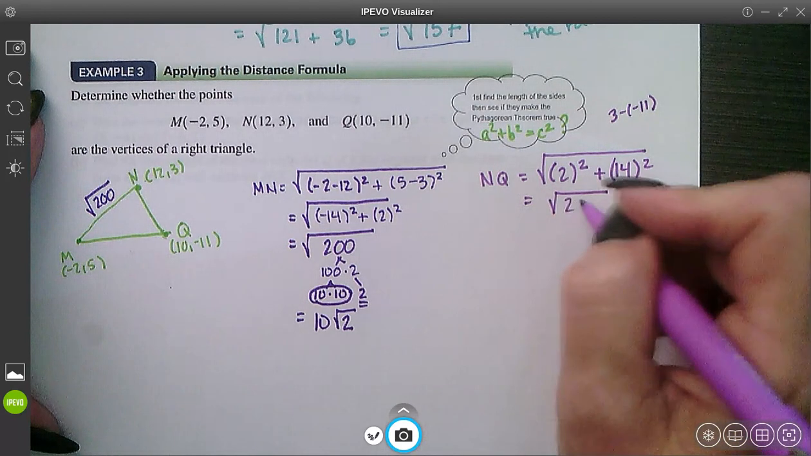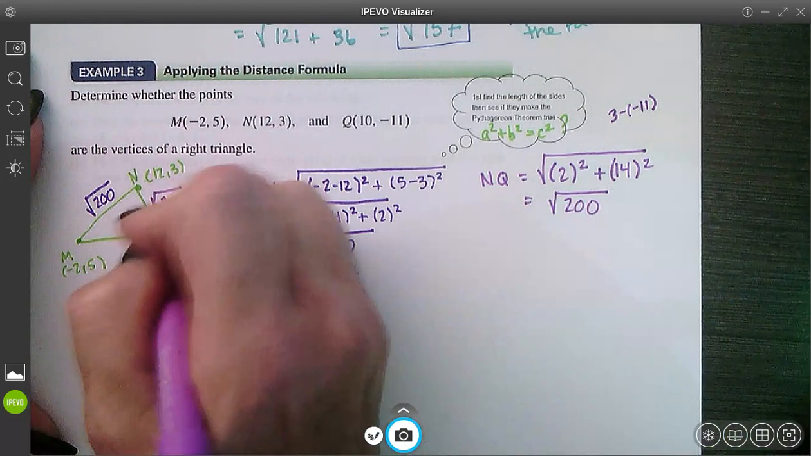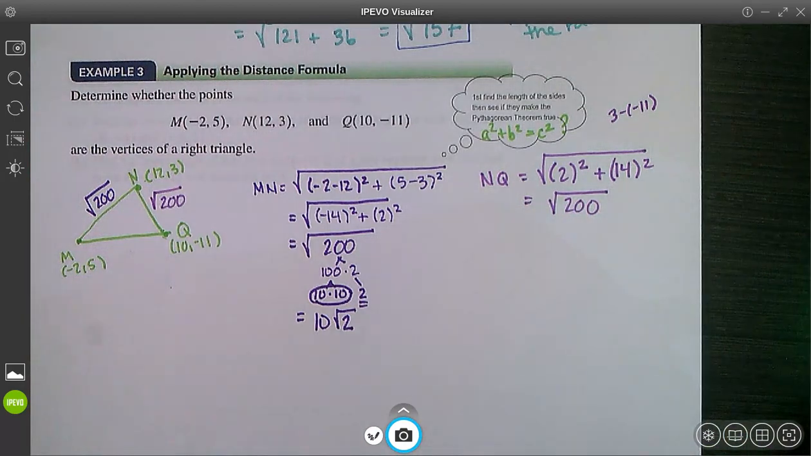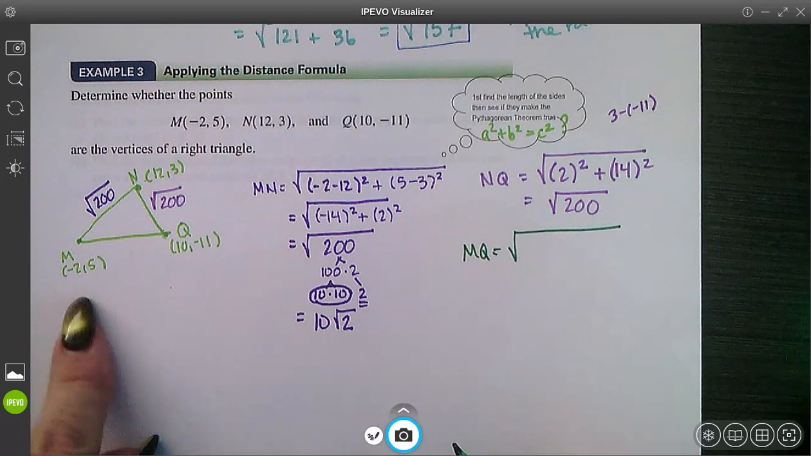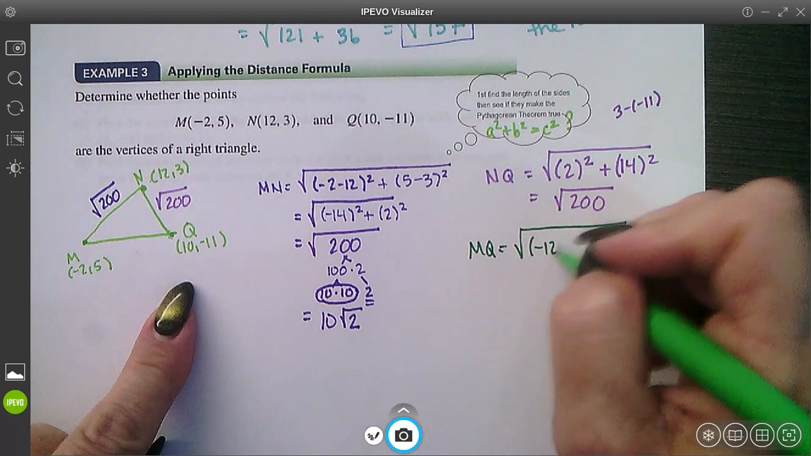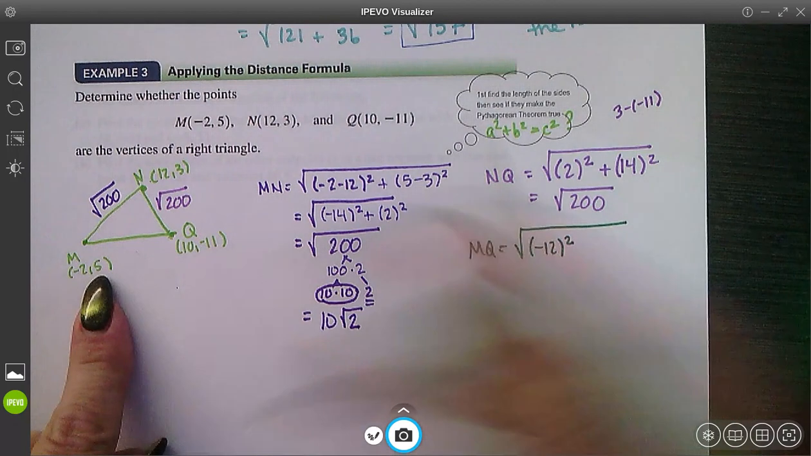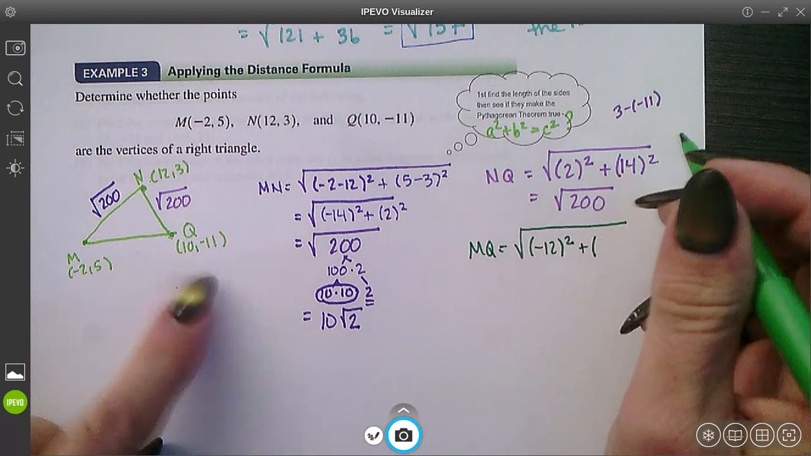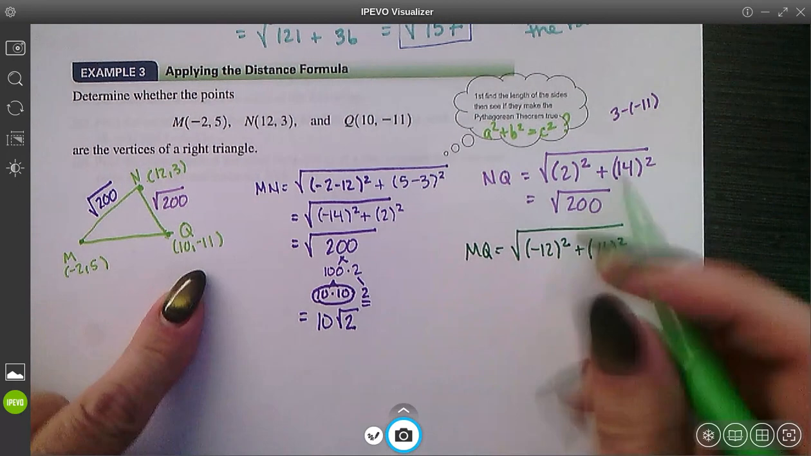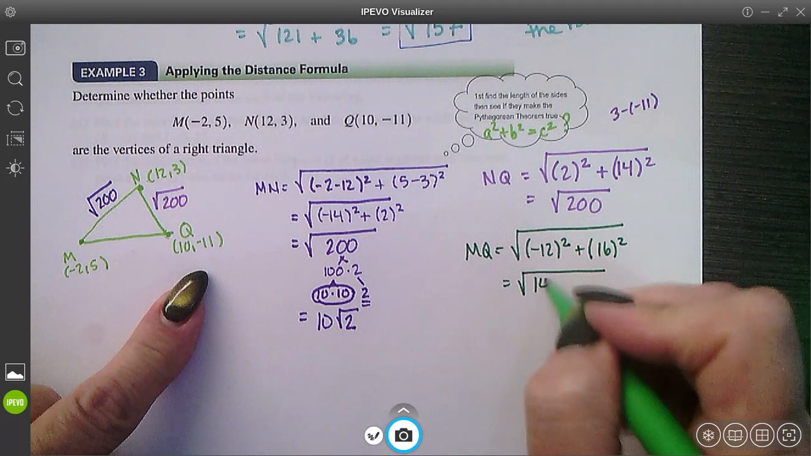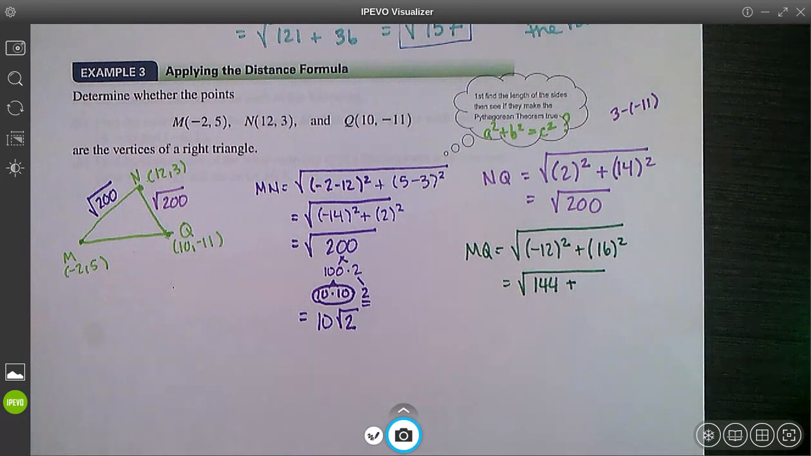Square root of 200. So these two sides are the same, square root of 200 and square root of 200. And then I'm going to do the third side, the distance between M and Q. So I've got negative 2 minus 10 is negative 12 squared. 5 minus negative 11 is 16 squared, which would be the square root of 144 plus, what is 16 squared?